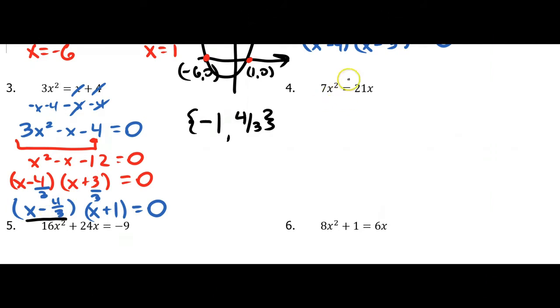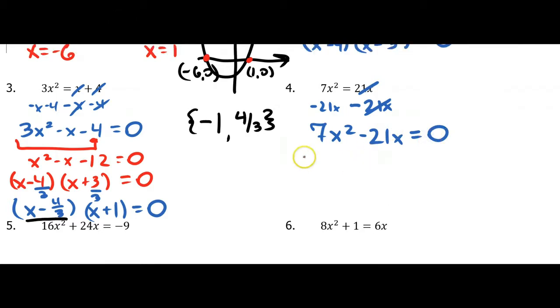Now looking at number 4, we have the equation 7x squared equals 21x. So I'm going to subtract 21x from both sides. And that gives me the expression 7x squared minus 21x on the left side equal to 0. This time we have a binomial on the left side. So to factor my binomial, I'm going to factor out my GCF. My GCF in this case would be 7x. And I'm left over with x minus 3.